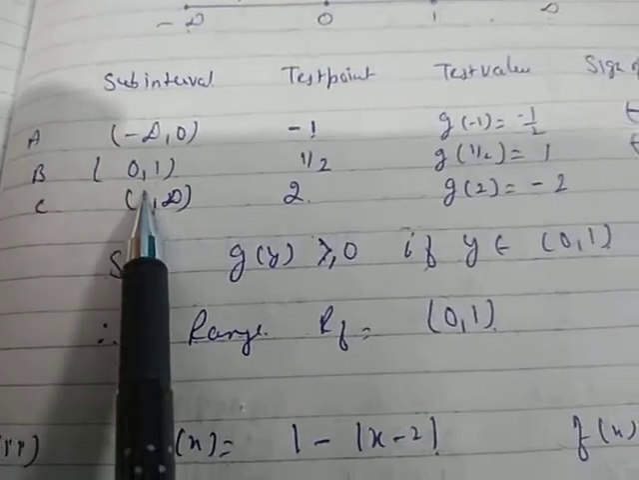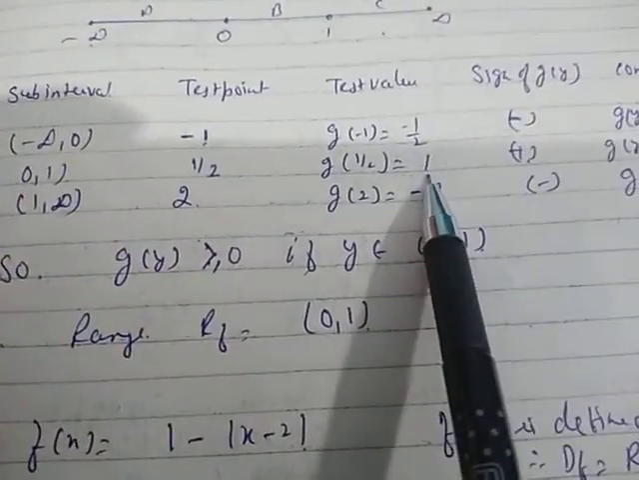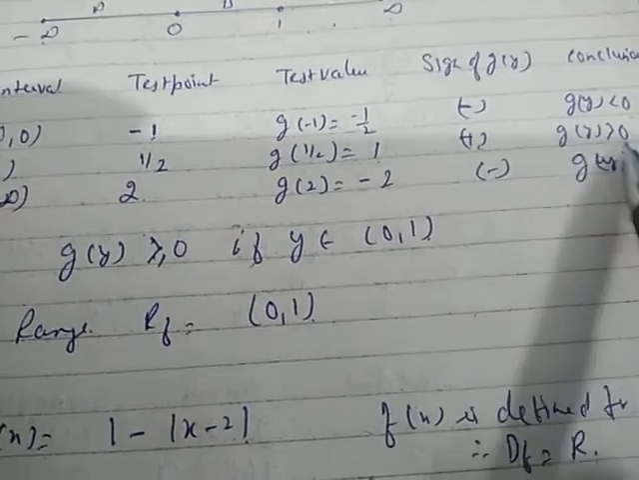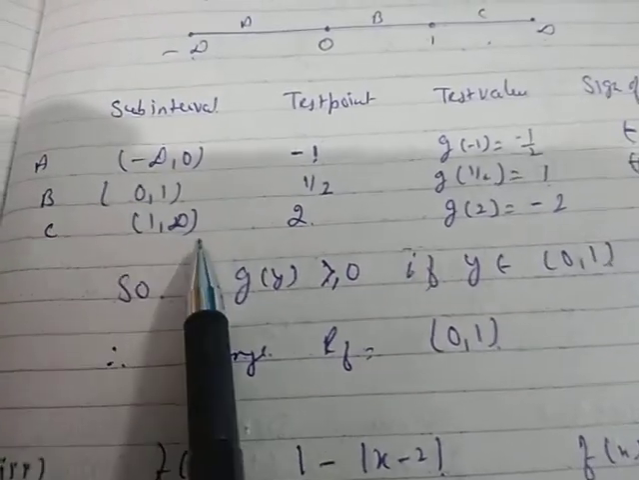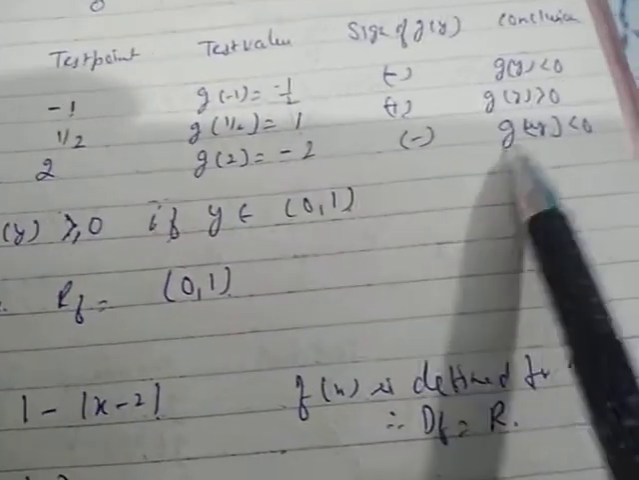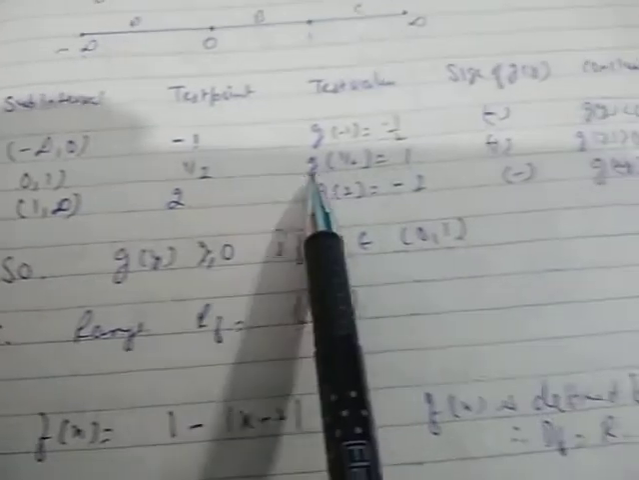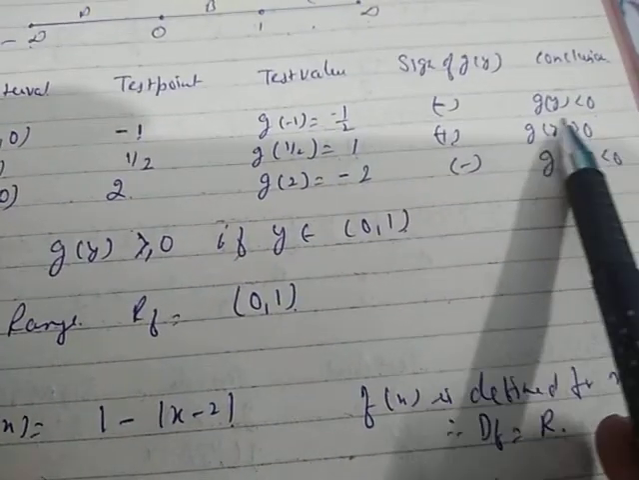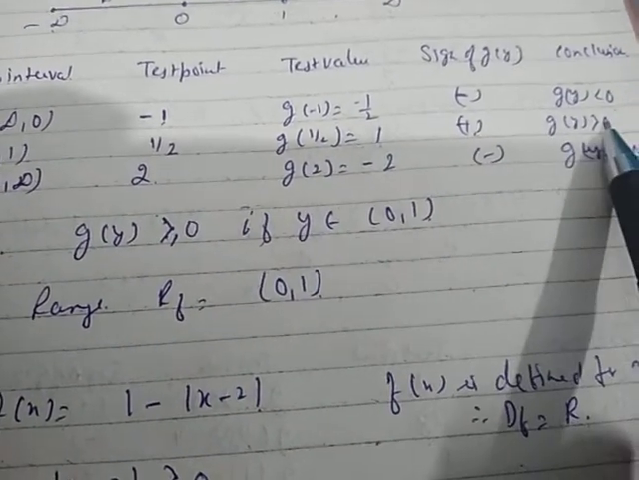From the interval 0 to 1, taking 1 by 2, it will give you 1. That means positive, greater than 0. For 1 to infinity, I have taken 2, it gives you a negative value, that means less than 0. So which interval is valid? This interval is valid because in this interval g(y) is greater than 0.